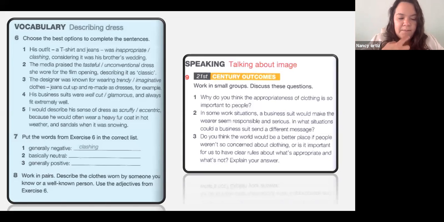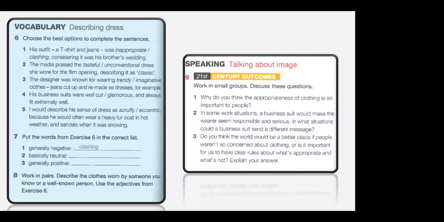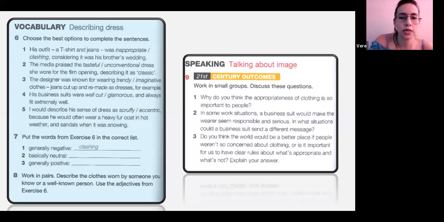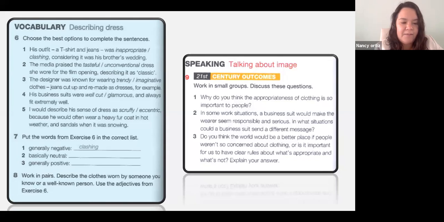Do we all know the meaning of clashing? No, teacher. No, miss, no. Okay, clashing has different meanings, okay? Clashing as a verb means choque or incompatible, but here we have another meaning. Clashing clothes, okay? Clashing clothes means, let me show you.